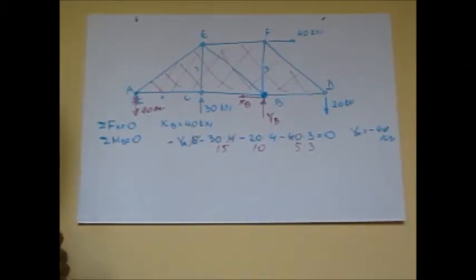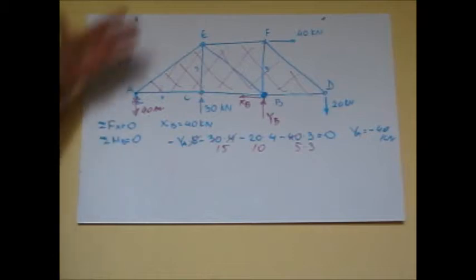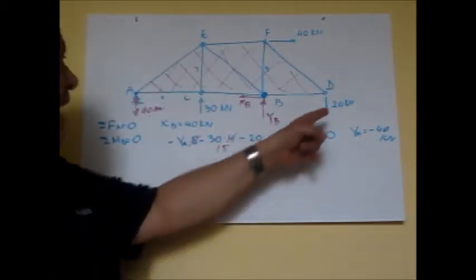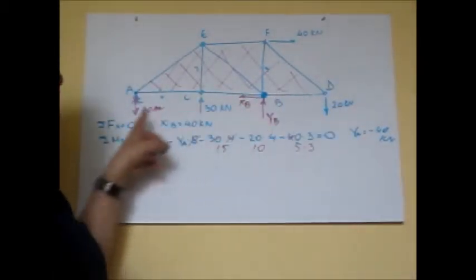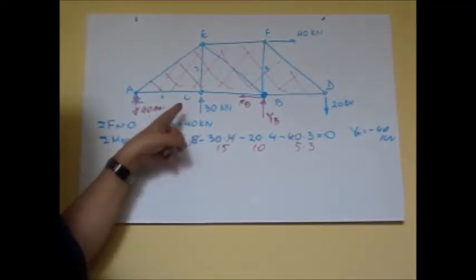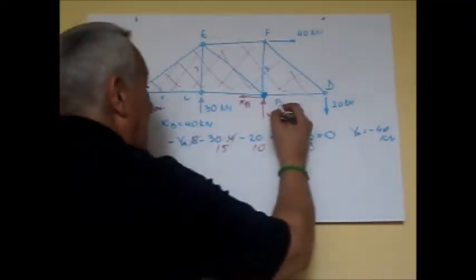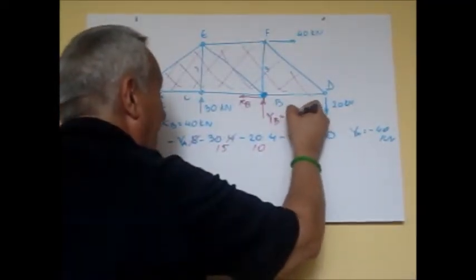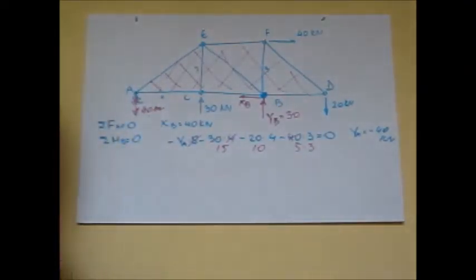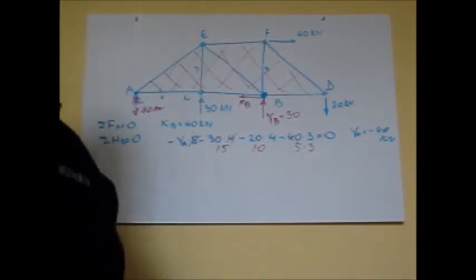So now YB, if I see the sum of the forces in the vertical axis equals 0, I have 20 plus 40, which is 60. I have 30. What is left for YB? For YB is left 30. So by the sum of the forces in the vertical axis.